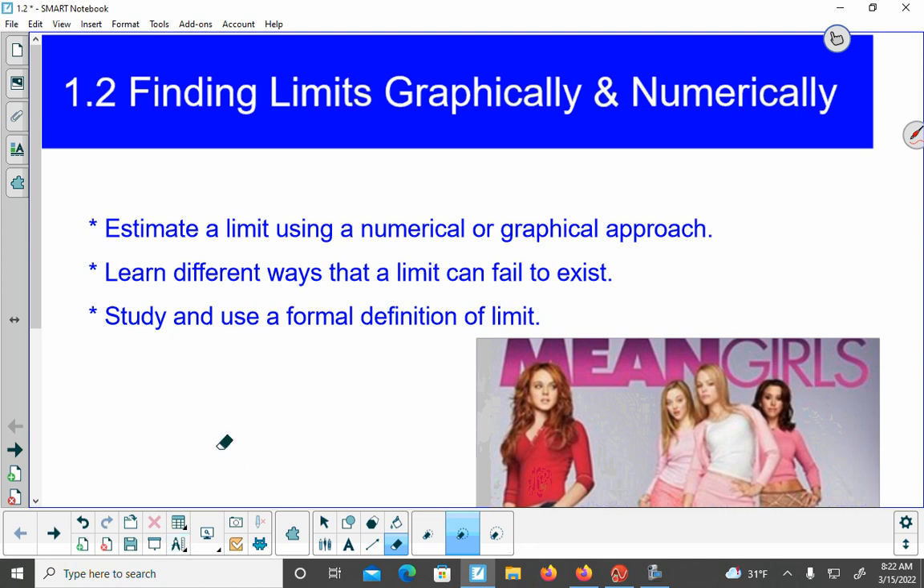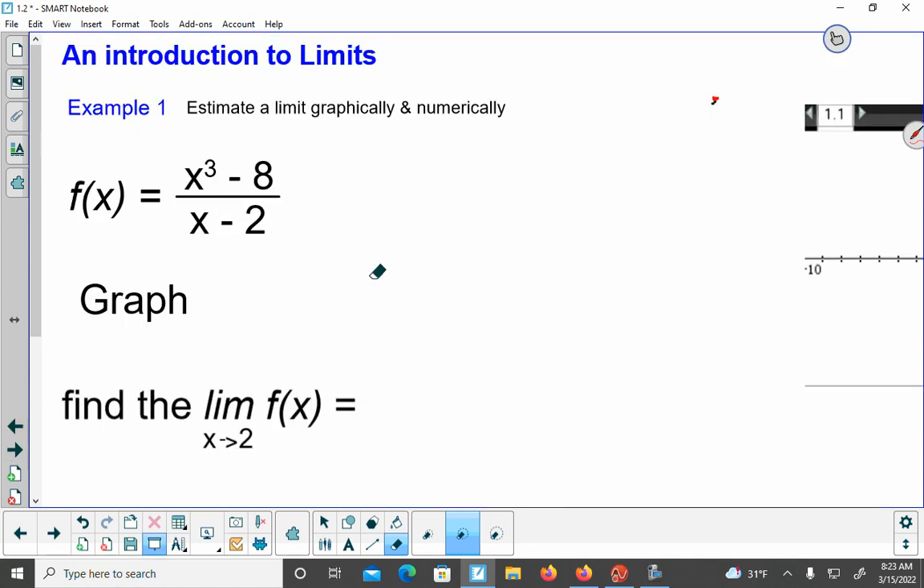We are also going to talk about the different ways that a limit can fail to exist, and we're going to talk a little bit about the formal definition of a limit and what that means in real-world applications. So let's go. So, estimate a limit graphically and numerically.